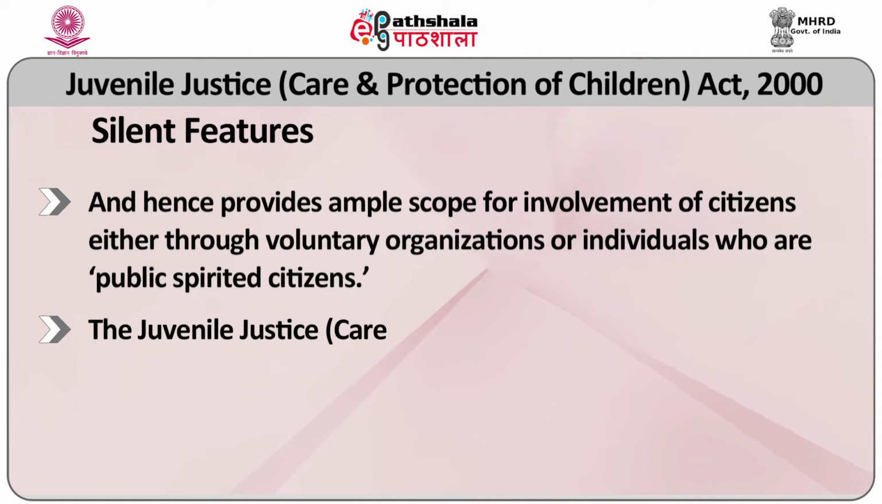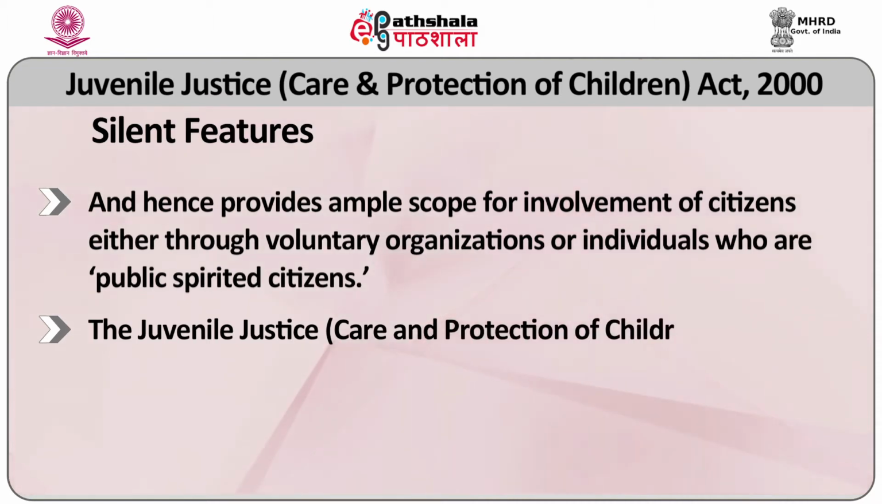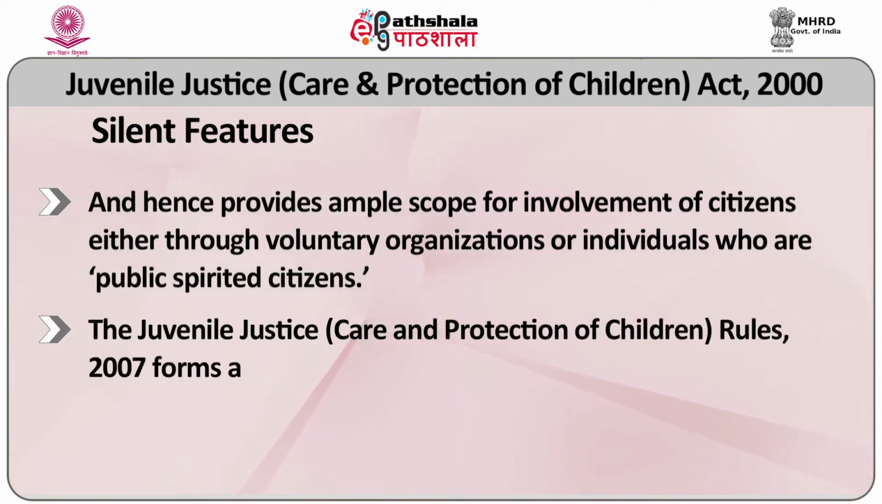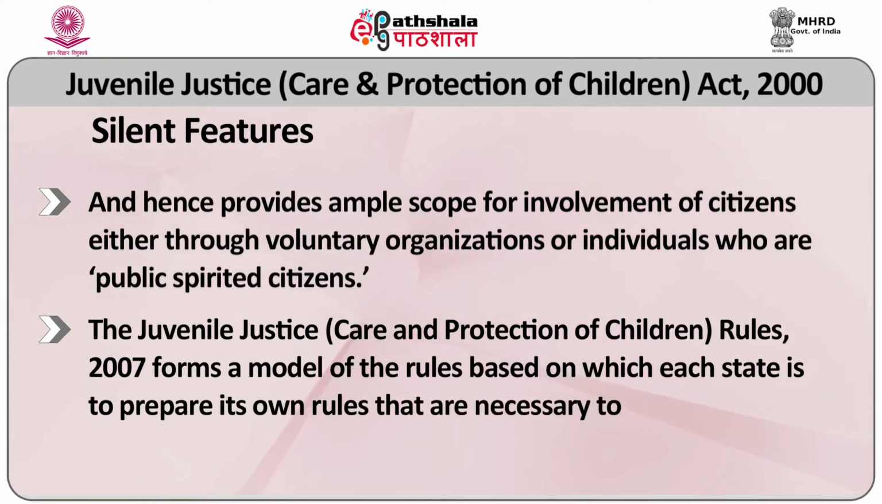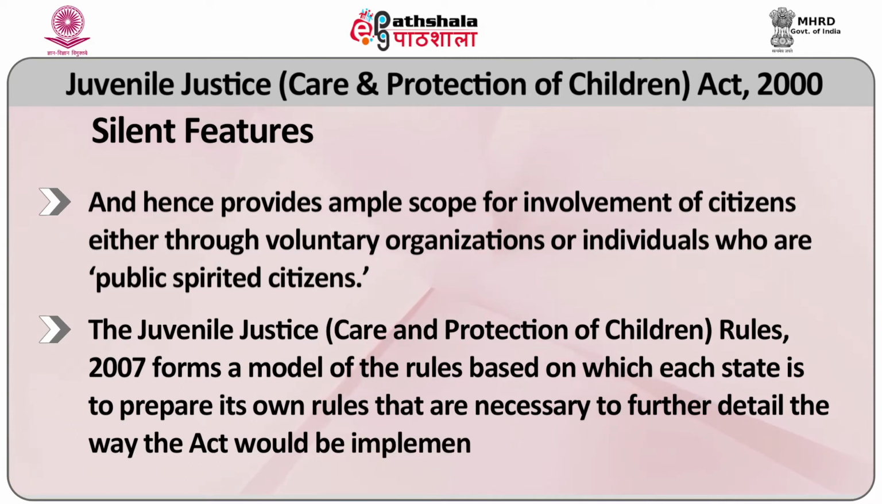The rules of the Juvenile Justice Act 2007 form a model of the rules based on which each state has to prepare its own rules that are necessary to further detail the way in which the 2000 Act would be implemented.